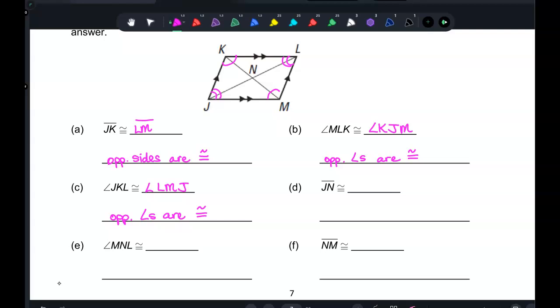Okay, how about the next one here? I'll label the next one. JN is congruent to... So this segment has to be congruent to what else? NL.